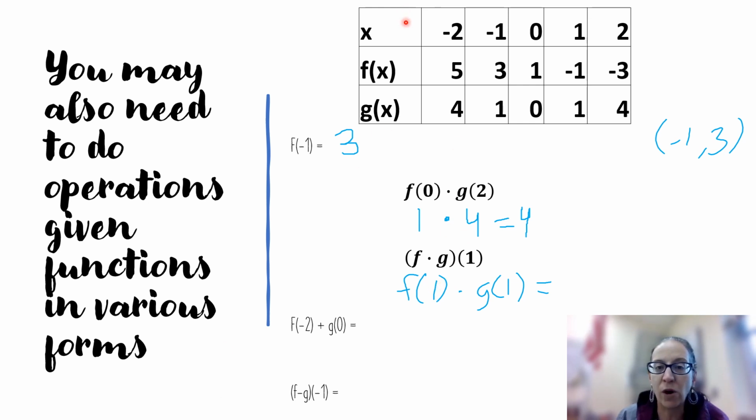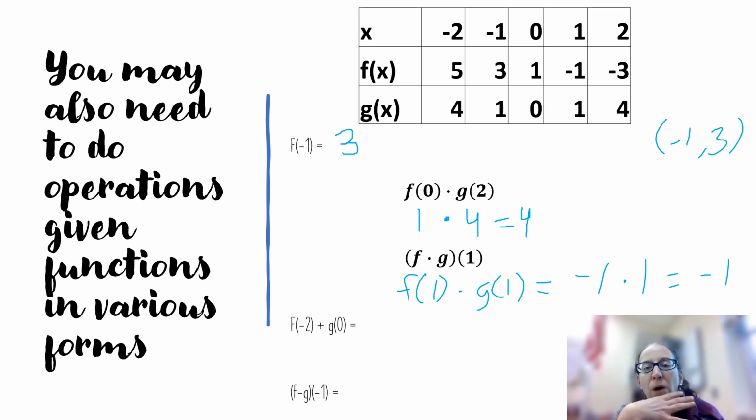Our x value is 1, so we're going to come over here. F of 1 is -1, and g of 1 is 1. So we will have f of 1 is -1, g of 1 is 1, and when I multiply them, I get -1.